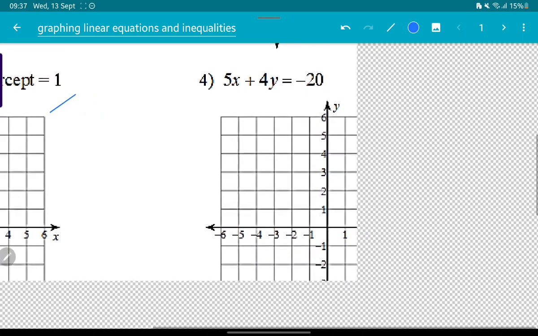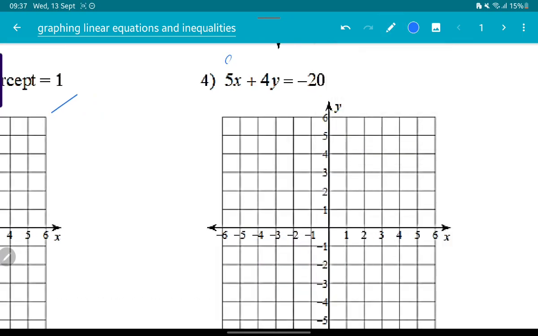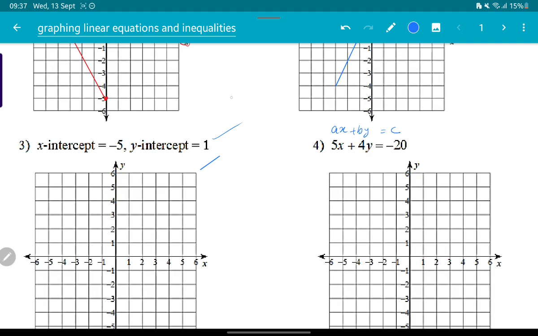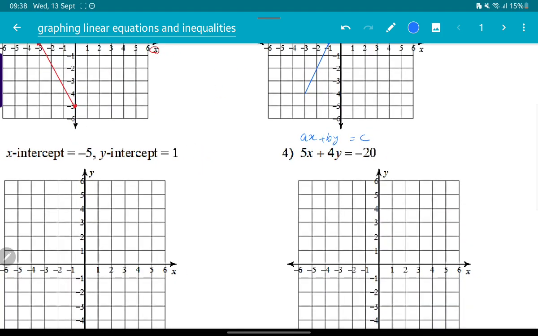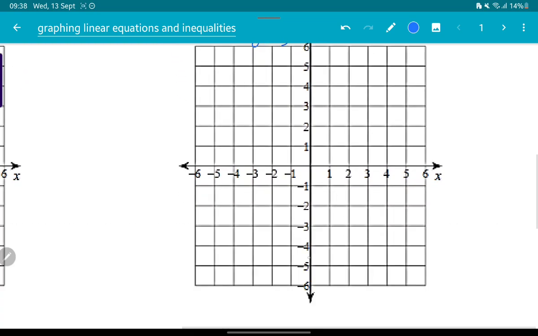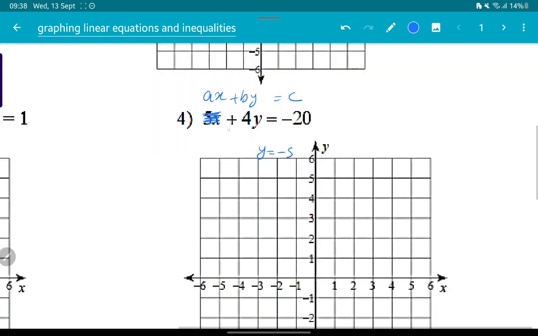Same here. Now if you have the form ax plus by equals c, you can get the x-intercept and the y-intercept like this example or the previous one. How? When you cancel x, this will give you the y-intercept. When you put x equals 0, you will get the y-intercept. So now for y equals -20, y will be -5. Now you have -5, the y-intercept.